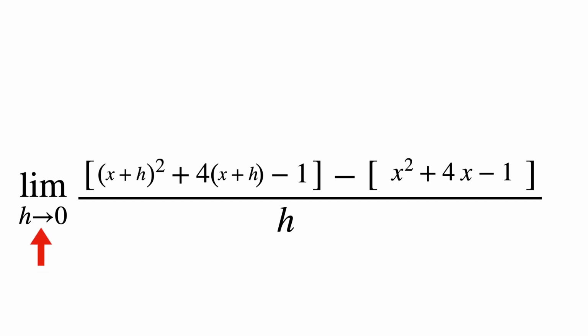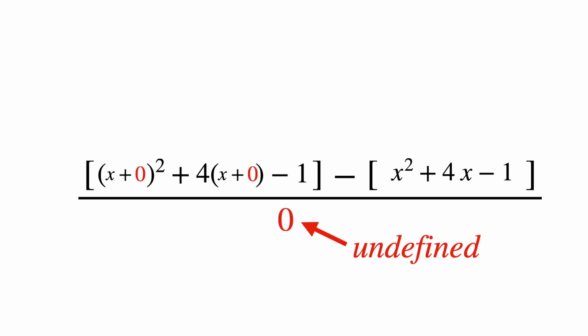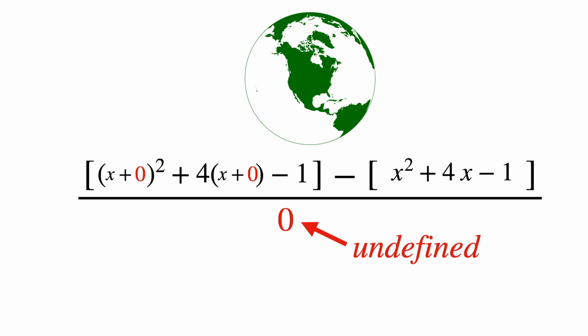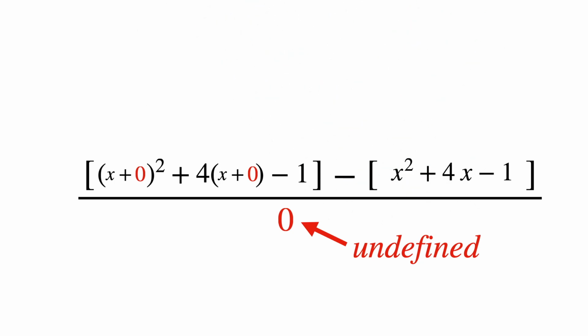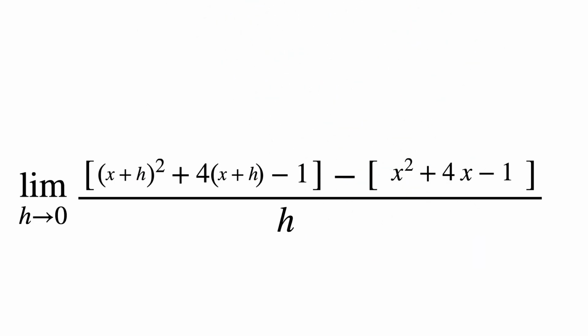So at some point we're going to want to apply this limit and substitute the h to 0, but we can't do that yet because then we'd be dividing by 0, which is undefined, and bad things happen when you divide by 0. So we're going to hold off on that for a bit, and we're going to work on simplifying this. First, I'm going to start with this minus sign, and I'm just going to distribute it to the stuff on the right side.